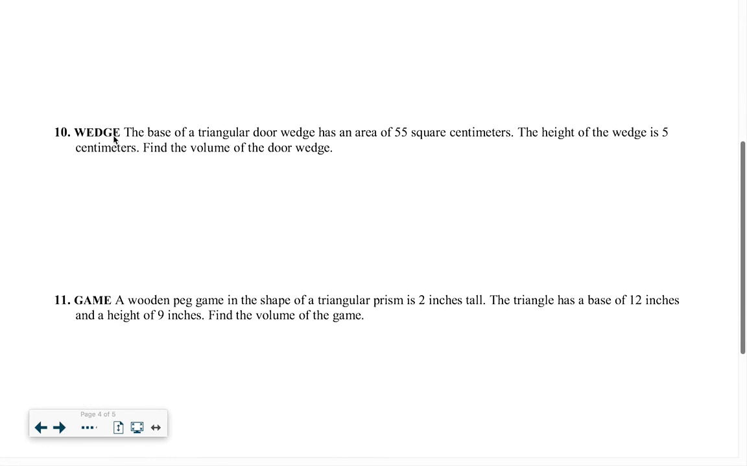What I want you to pay attention to is number 10. You actually don't have to do that step 3. They give you the area of the triangle. See right here? They say, hey, the base of the triangular door wedge has an area of 55. They did that one step for you. It's a big hint for you.